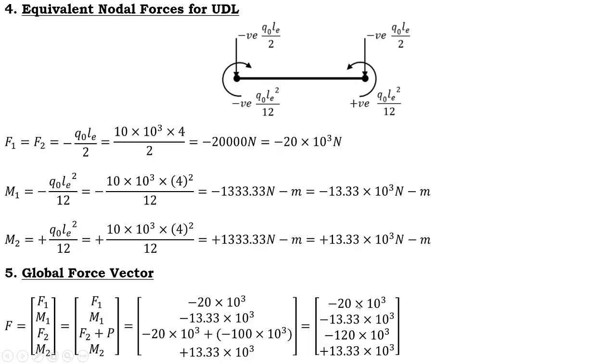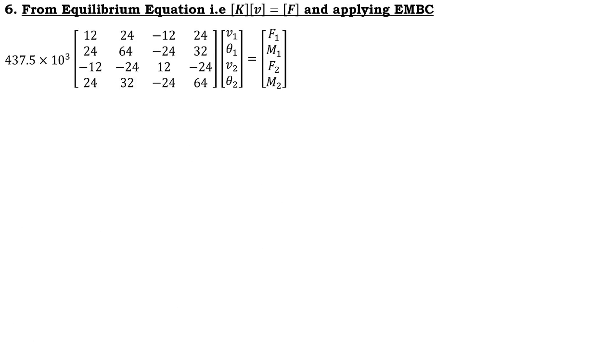So after simplification, my F1 is minus 20 into 10 to the power of 3, M1 is minus 13.33 into 10 to the power of 3, then F2 is minus 120 into 10 to the power of 3, and finally my M2 is 13.33 into 10 to the power of 3. So after that, the next step is to put it in equilibrium condition and apply the elimination method of boundary condition.